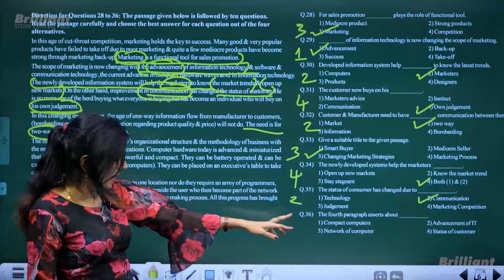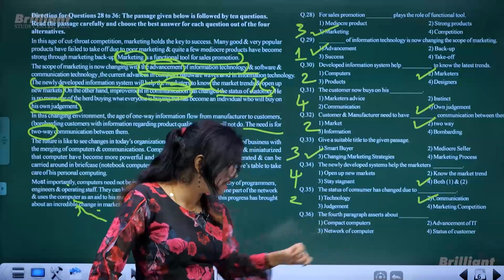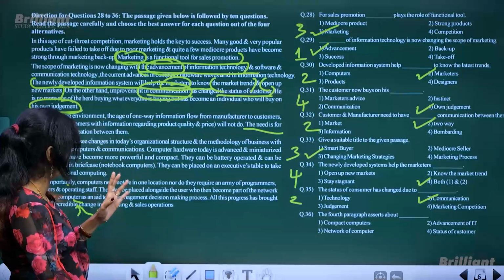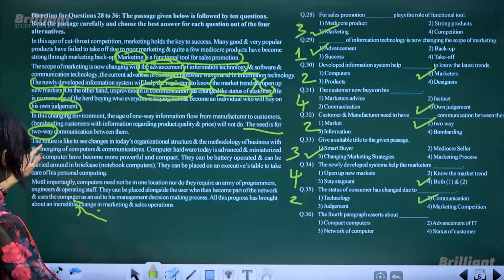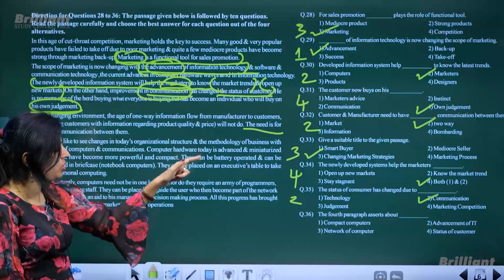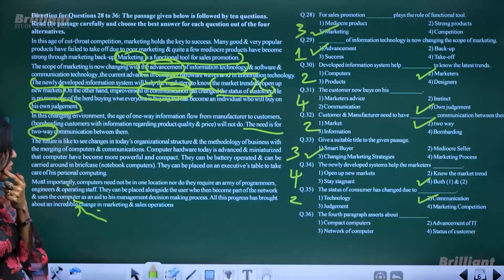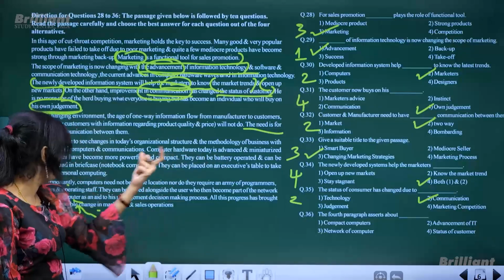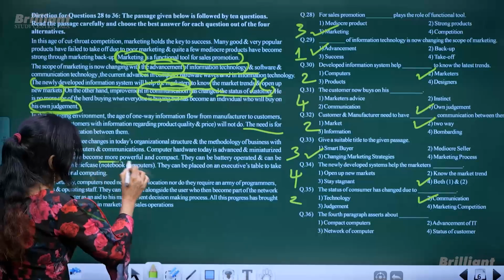Is it about compact computers, advancement of IT, network of computers, status of customer? Not status of customer. See, this one is the fourth paragraph. The future is like to see changes in today's organizational structure and the methodology of business with the merging of computers and communications. Computer hardware today is advanced and miniaturized, small, that computers have become more powerful and compact.